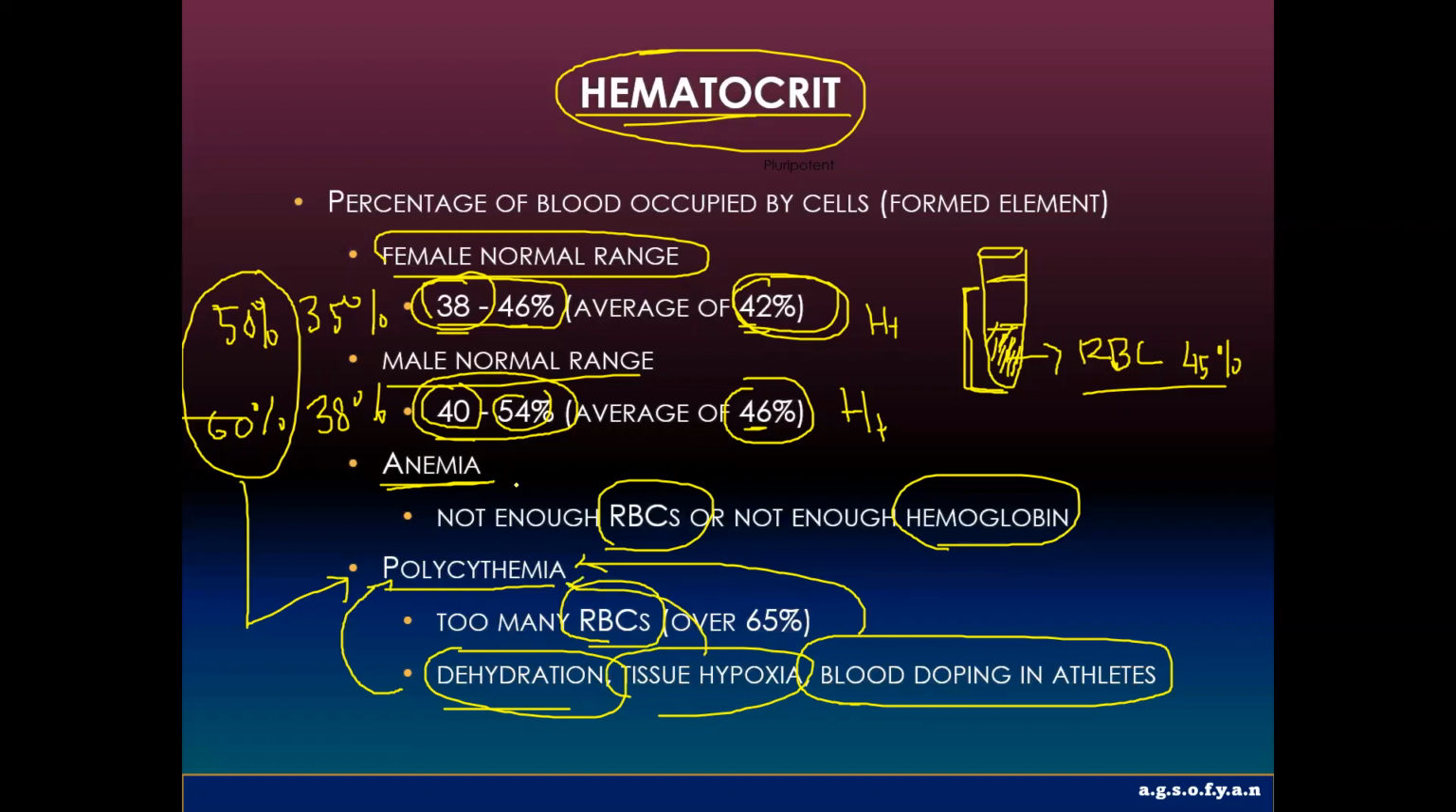So there are two abnormal conditions. If it is too low, it's called anemia. If it is too high, it's called polycythemia. So anemia means too low red blood cells. Polycythemia means too high red blood cell concentration in our blood.